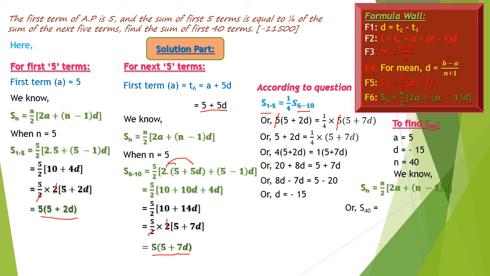Now let's substitute the values. n is 40, so 40 by 2, bracket, 2a is 5 plus, n is 40, so 40 minus 1, d is minus 15, bracket close. So the calculation is 20 bracket 10 plus 39 into minus 15 bracket close, and the answer will be 11,500. Hence S40 is equal to 11,500.